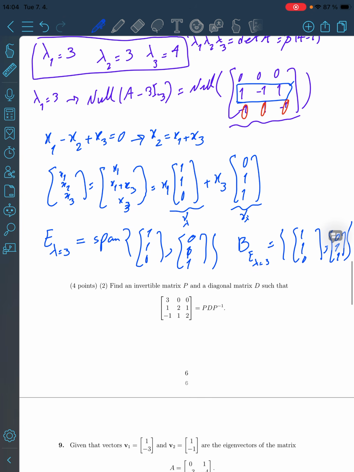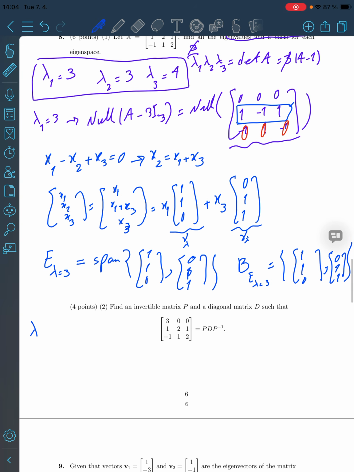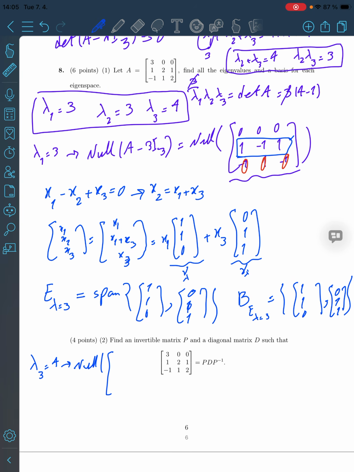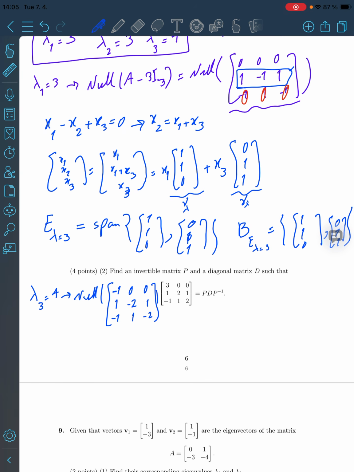Now let's work on the part where I take lambda 3, which is equal to 4, and then find the null space of A minus lambda I. Therefore I have to find the null space of this matrix here, A minus 4I. Here I have negative 1, 0, 0, and then here I have 1, negative 2, 1. Here I have negative 1, 1, and negative 2. So here we go, a very nice matrix.